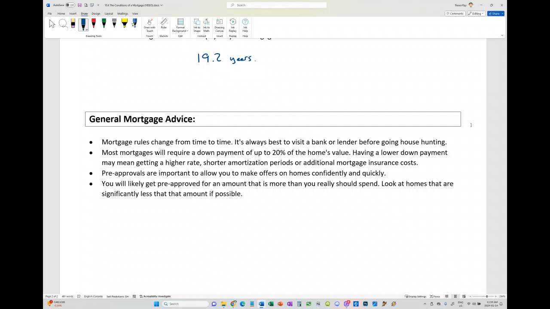So anyway, I hope this is useful. Again, all the rules change over time constantly, so always check with what's happening at the time you're ready to do it. But this should at least give you some decent guidelines to get you started with buying your first house.